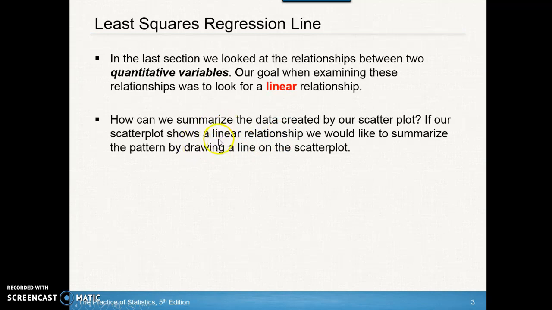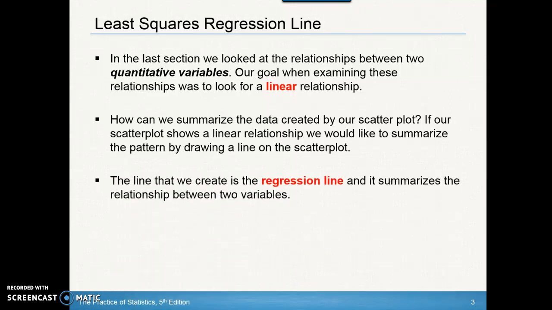So if our scatter plot shows a linear relationship, we would like to summarize the pattern of that linear relationship by drawing a line on the scatter plot. That line that you've talked about before was the line of best fit. Now we're just going to call it the least squares regression line. And I'll explain to you why it's called the least squares regression line.